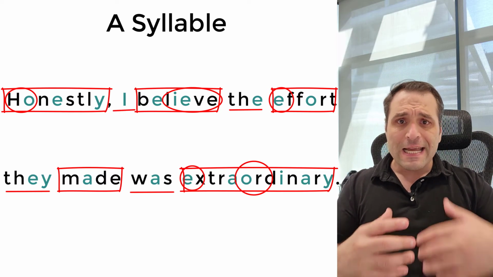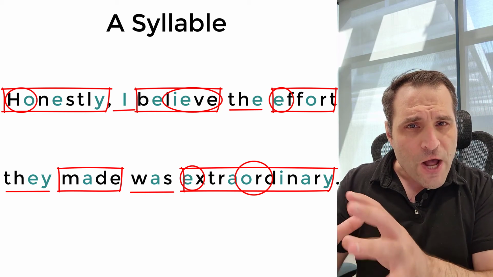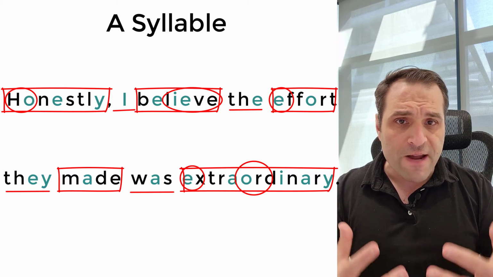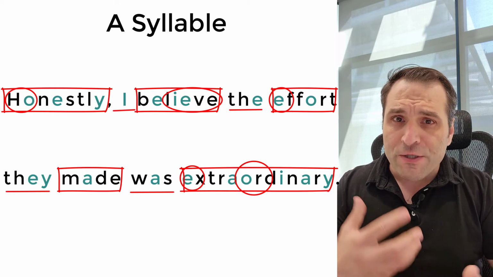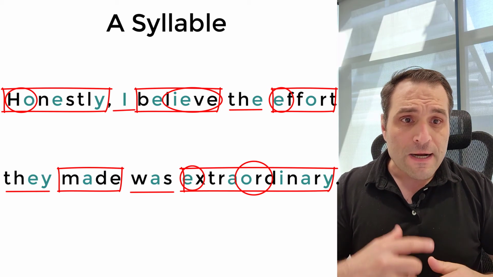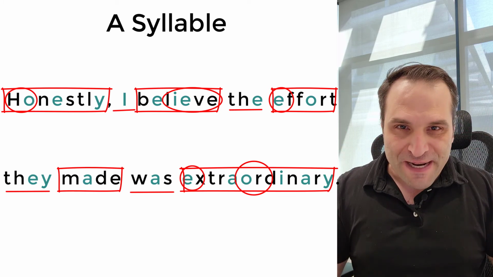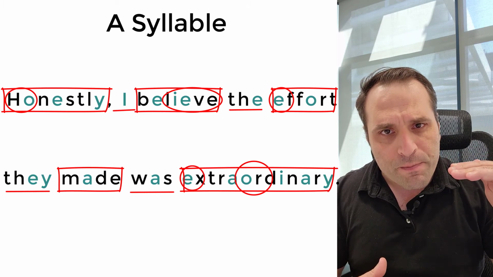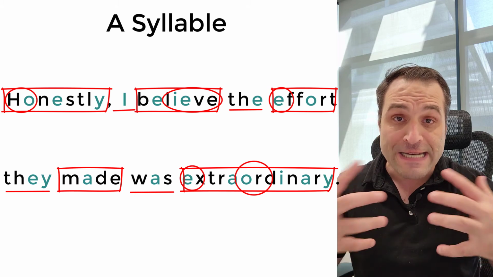So now when I say it, I have to put some stress on those words. I have to highlight those sounds so I have rhythm. So I say, honestly, I believe the effort they made was extraordinary. Do you see? Now it sounds more like native English, right? Because I'm saying it with rhythm. Well, I'm exaggerating with it right now. I don't have to stress that much. But you will hear that rhythm. And that rhythm is so important to sound natural.